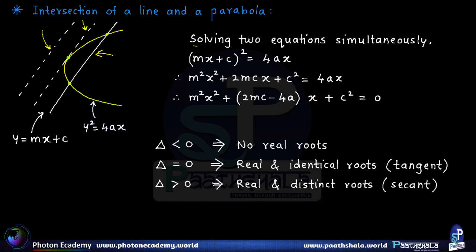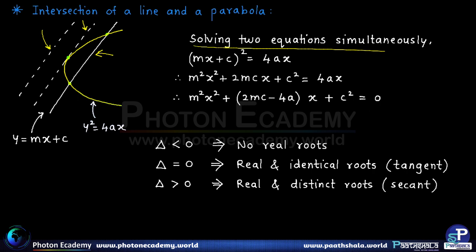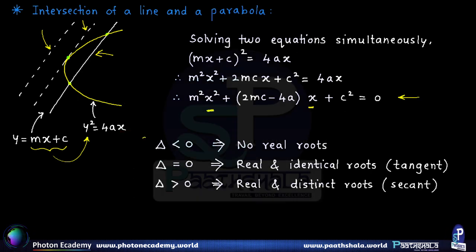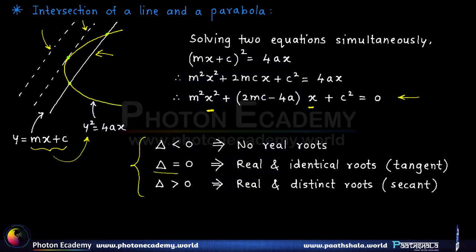For that, we solve the two equations simultaneously. That means putting the value y equal to mx plus c in the equation of the parabola, and at the end we will get one quadratic equation in x. Now, being a quadratic, the nature of its roots is based on the value of the discriminant delta. If delta is negative, then the roots are not real. That means there is no point common to the line and the parabola, so the line is neither a tangent nor a secant.